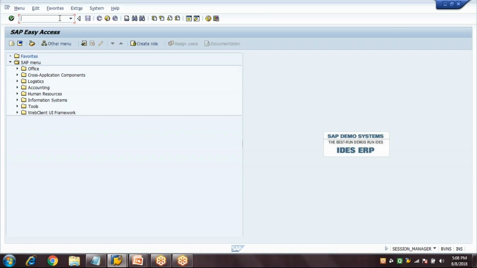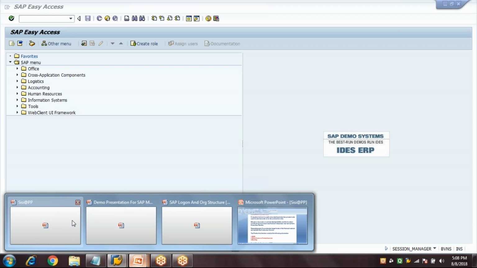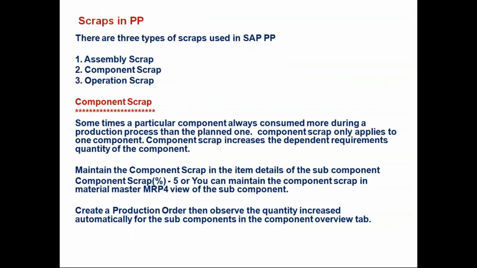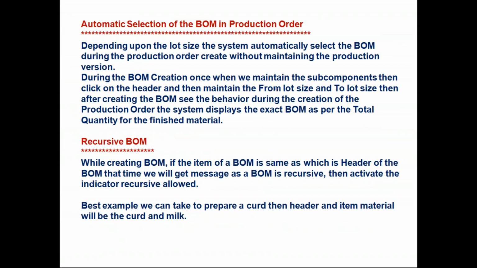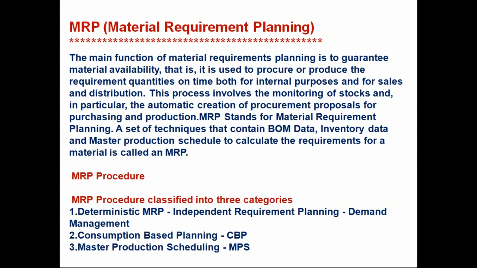So now, we'll go for material requirement planning. And you will have different types of BOMs also. Different types of scraps also. You can maintain component scrap, assembly scrap, operation scrap in the BOM. Okay, guys.